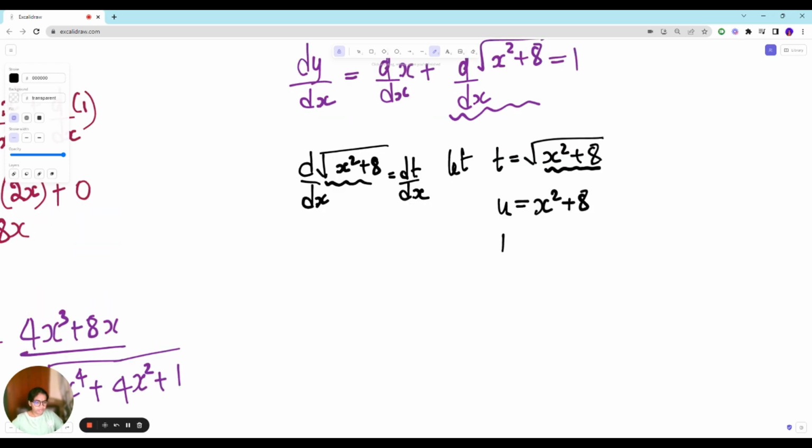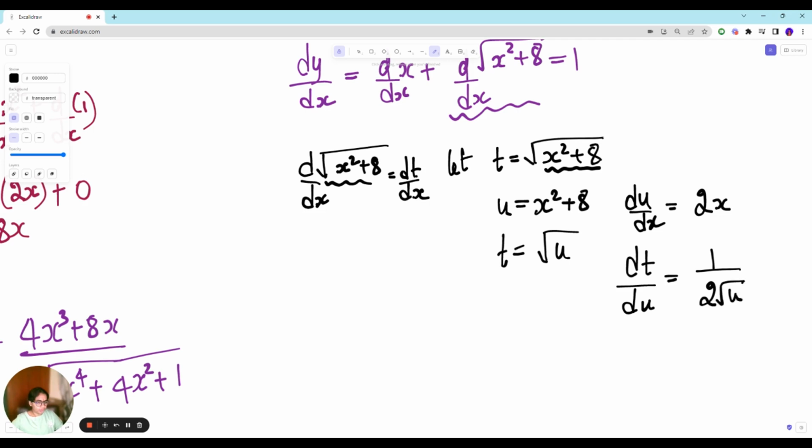Now what happens to our given question, that is t? It becomes square root of u. Agree? Now what is du by dx? Du by dx is equal to 2x. Okay, what is dt by du? Dt by du is what? 1 divided by 2 root u.